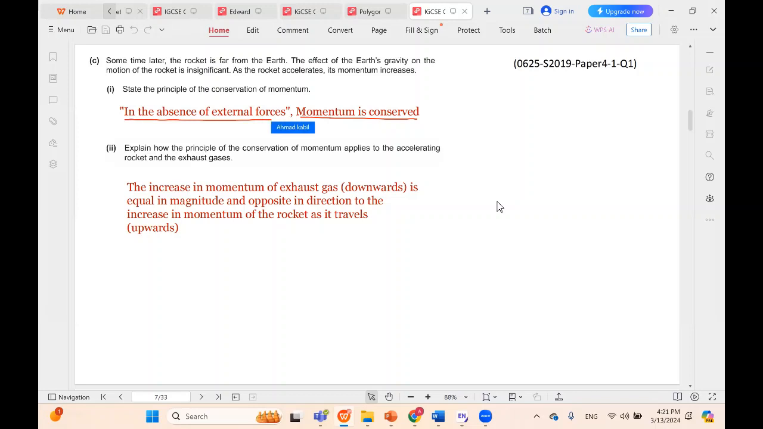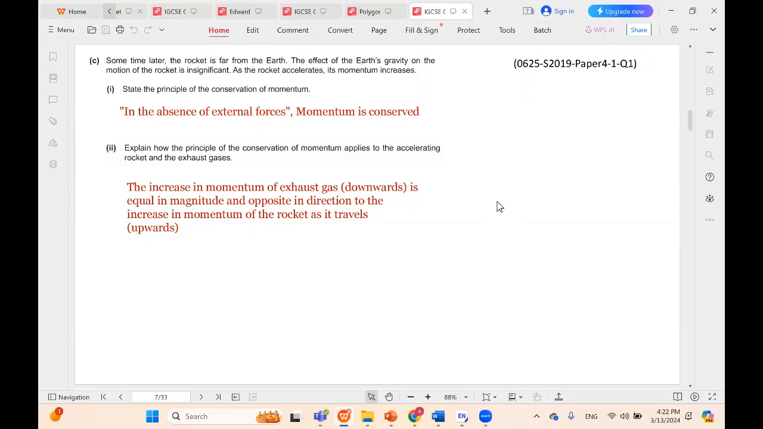What do we mean by a closed system? We mean that two bodies are just colliding together. There are no extra forces. There are no additional outside forces that affect the system. So in the absence of external forces, this is a key word here, momentum is conserved.